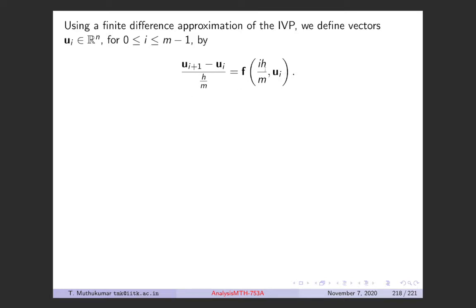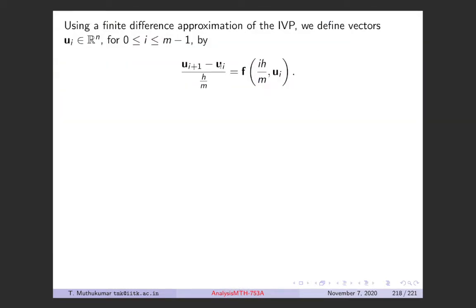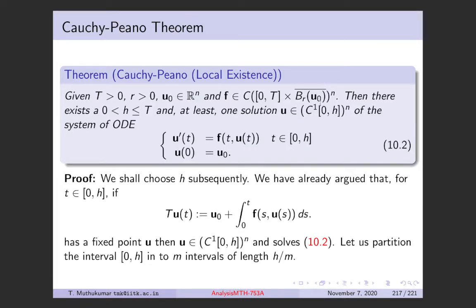Now for this to make sense, the second argument should be in the domain of f. The first argument is fine, it is in the interval 0 comma t, because if you recall, f has domain 0 comma t times the ball of radius r centered at u0. So when you take u0, u1 is certainly defined. The second argument should be in the domain of f, and that domain is the closure of the ball of radius r.